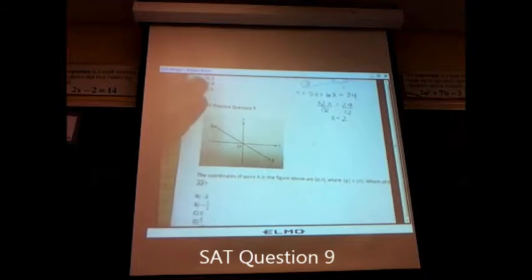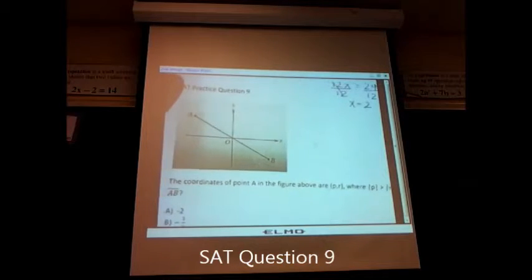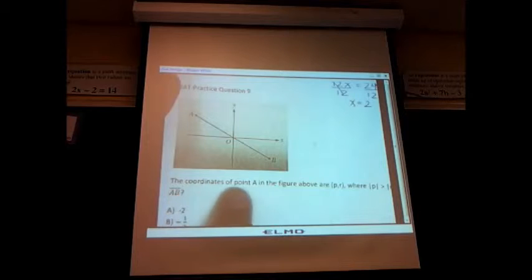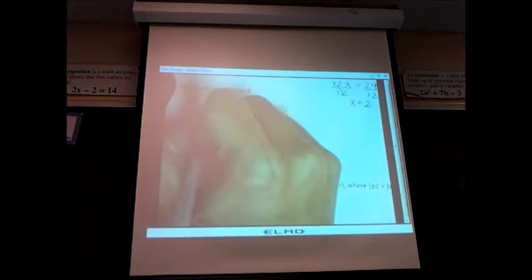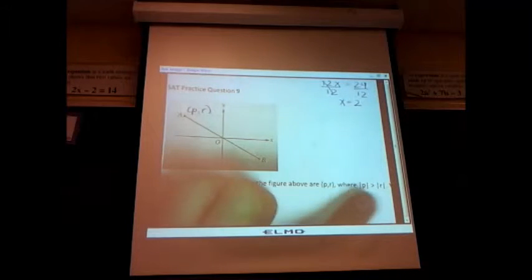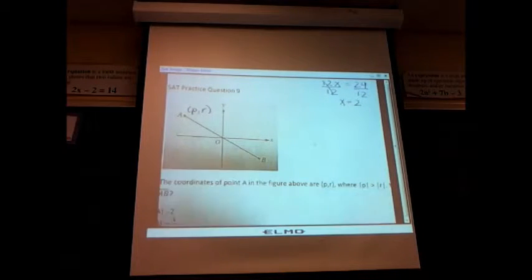SAT practice question number 9 is another diagram. They gave me this picture. It says the coordinates of point A in the figure above are (P, R), where the absolute value of P is greater than the absolute value of R. Which of the following could be the slope of this line?